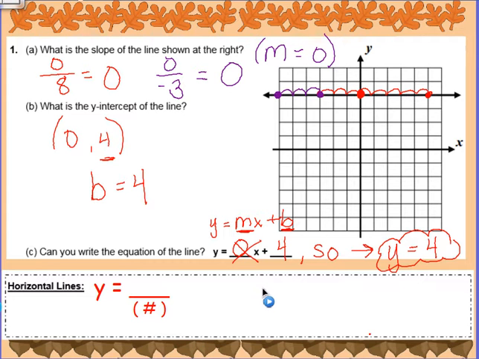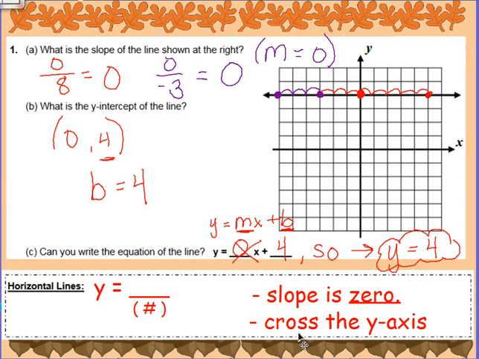All horizontal lines also have a slope of 0. There's 0 slope, there's no steepness, it's not slanted at all. So we will always get 0 for the slope. And another detail to remember is that your horizontal line will always cross the y-axis. So this is one of our special lines, horizontal. When you're ready, let's take a look at vertical lines.